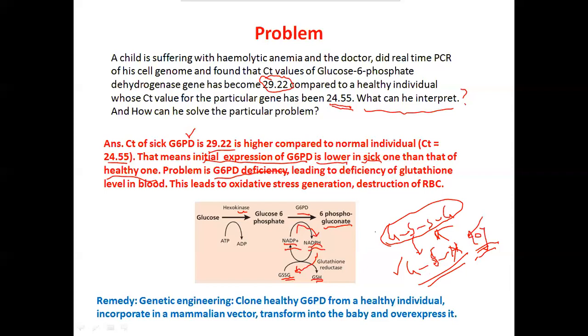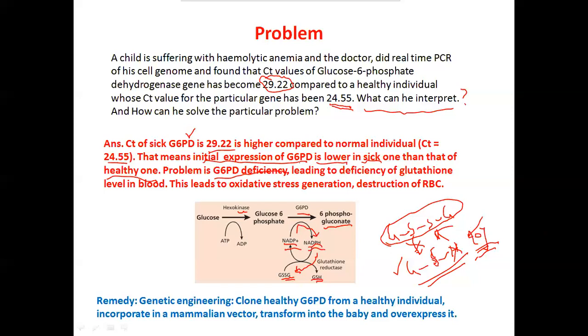But NADPH converts the GSSG again to GSH, because if this conversion is not occurring, then the cellular GSH will be lost. All the cellular GSH will be depleted. So the antioxidant defense will collapse and many problems will occur. This is a very common problem, glucose 6-phosphate dehydrogenase deficiency, in many individuals.